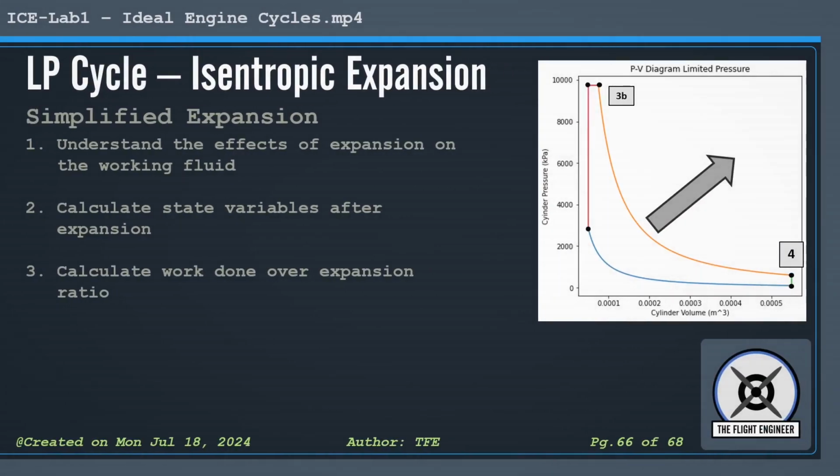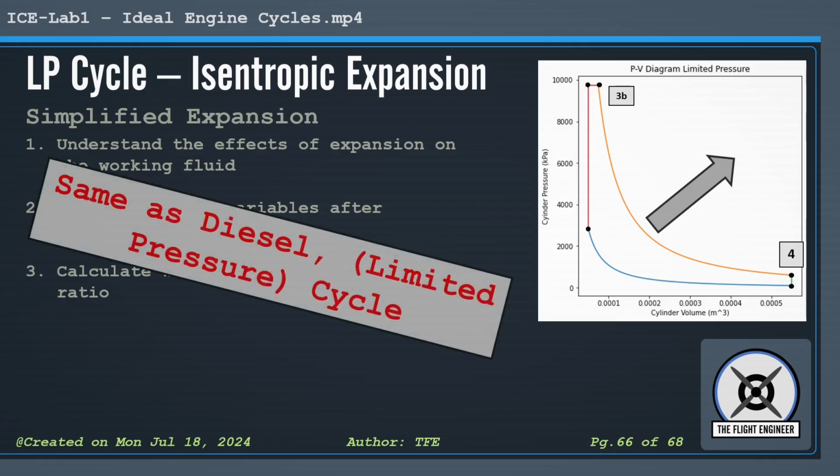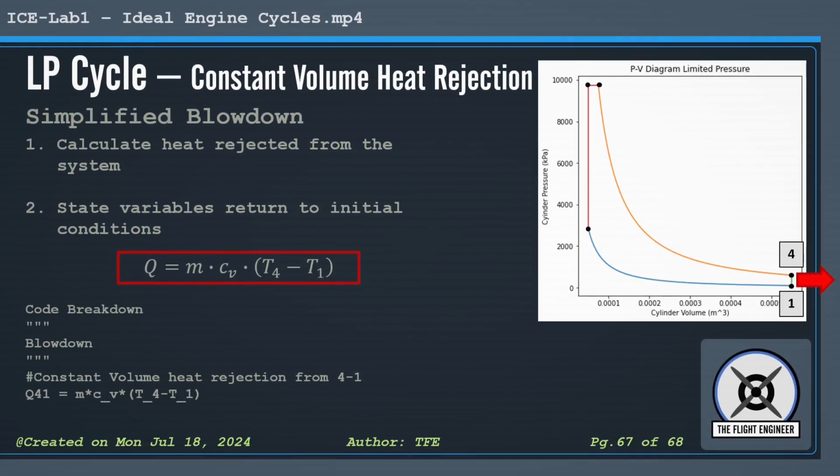Since our new expansion ratio is based off of V3 bravo already, the formulas and code for isentropic expansion and the work done during this process remain unchanged from the diesel cycle. Finally, the formula and code for the blowdown part of the cycle is the same as it's always been.